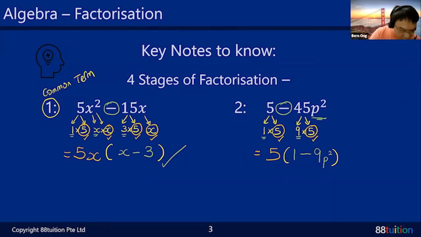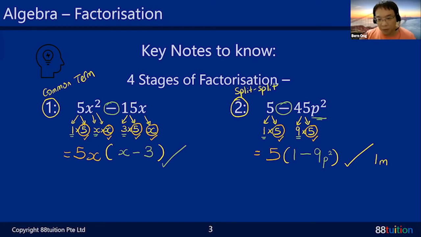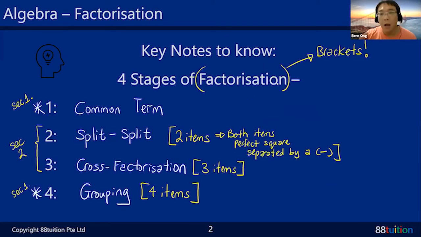Correct? But just to let you know, if you do until this stage, you will only get 1 mark. This type of question is actually a 2 mark kind of question. Where's the other 1 mark? So the very first stage, you took out the common term. That's good. But the second stage, number 2, remember what I say? Number 2 is called split. How do you recognize the split? Remember what I said just now? Both items perfect square, separated by a subtraction sign.